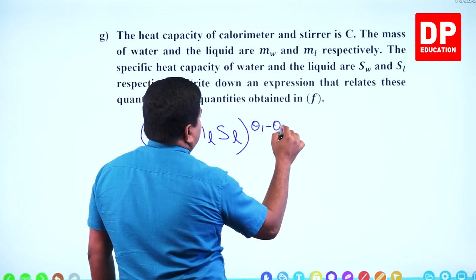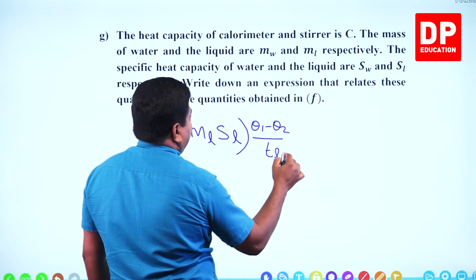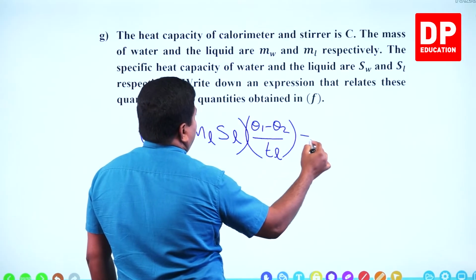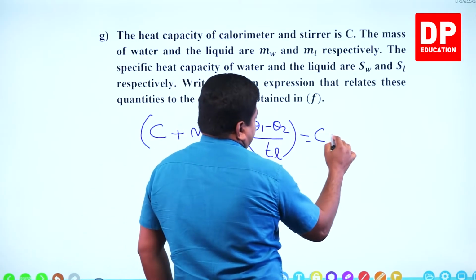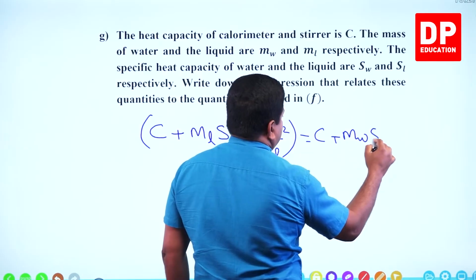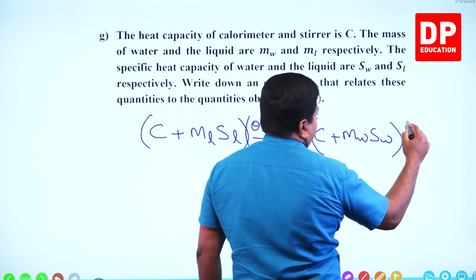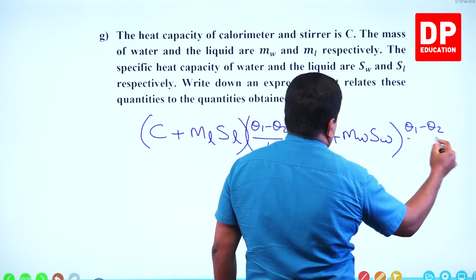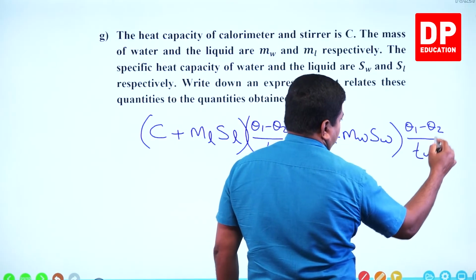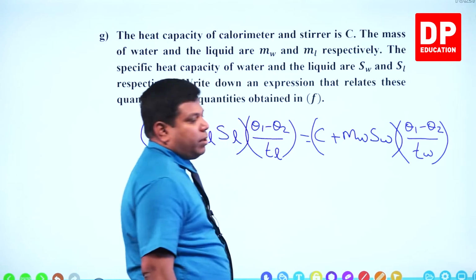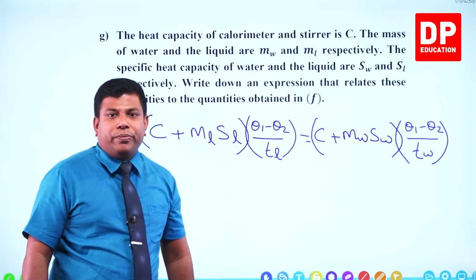Theta 1 minus theta 2, I wrote that time as TL, equals C plus MW SW, theta 1 minus theta 2, TW.